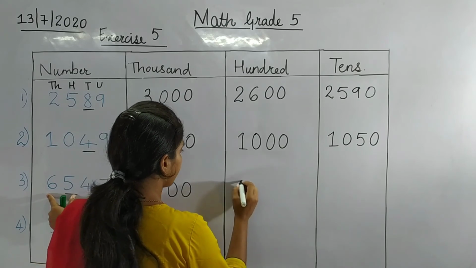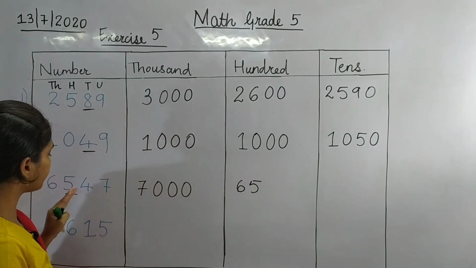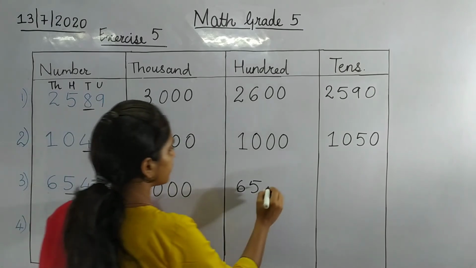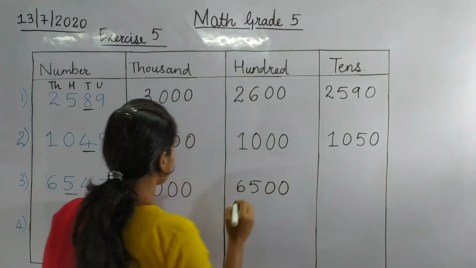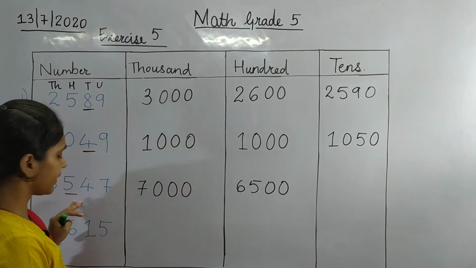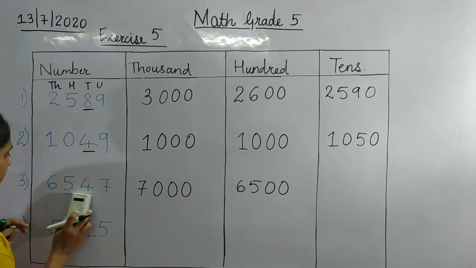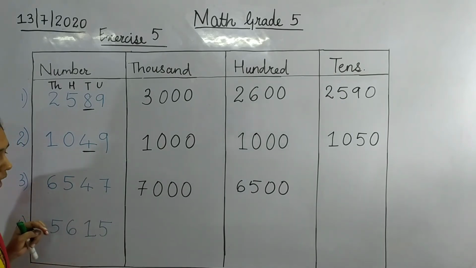So these before numbers, 6, 5, remain as it is. And the numbers after 5 will be equal to 0, 0. There are 2 digits, so we add 2 zeros after that. So this is the number after rounding off this given number to its hundreds place.